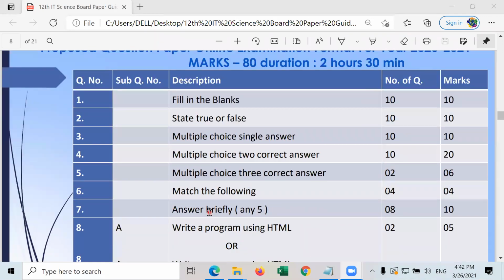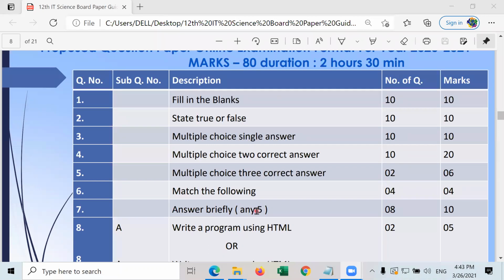Then question number 7 is short answers question. Actually, it's long answer questions. In this question, you will be given 8 questions. Out of 8, you have to solve any 5. But remember, you should solve all 8.